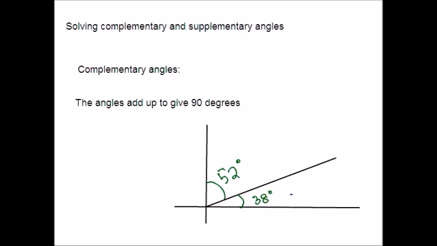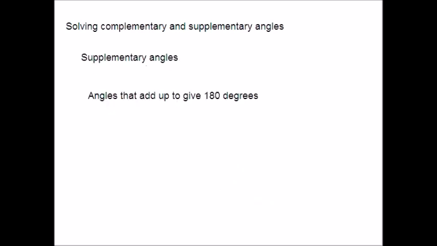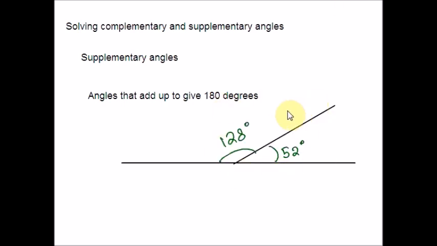Now let us move on to the next type of angle, supplementary. Supplementary angles means the angles that add up to give the total 180 degrees. Supplementary means the angle on half the circle. By looking at this figure, you can understand that there are two angles on a straight line. So these two add up to give 180 degrees.